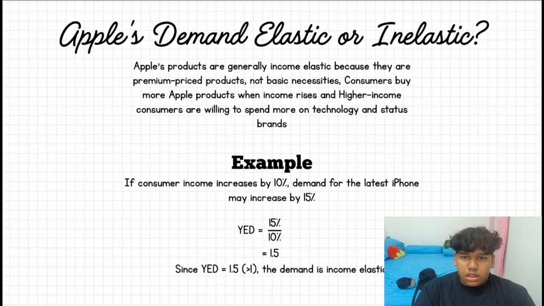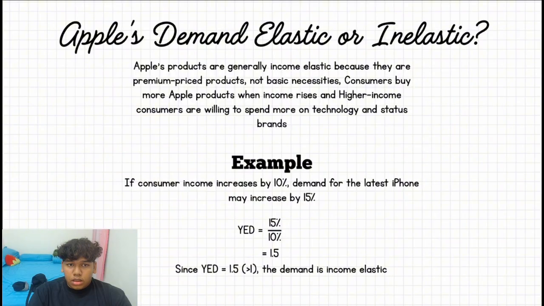The next one is whether Apple demand is elastic or inelastic. Apple products are generally income elastic because they are premium priced products, not basic necessities, and consumers buy Apple products when income rises, and higher income consumers are willing to spend more on technology and status brands. So for example, if consumer income increases by 10% and demand for the latest iPhone increases by 50%, we get 1.5. So the demand is income elastic.